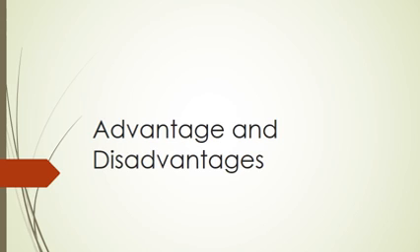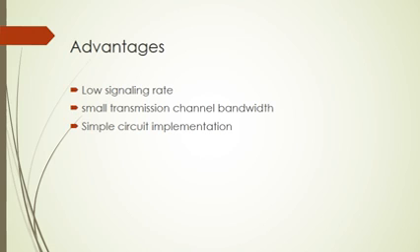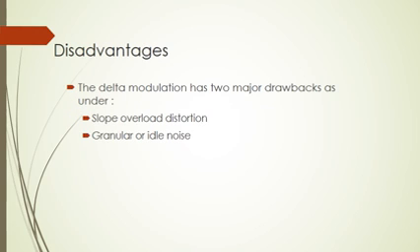Advantages and disadvantages of delta modulation. Delta modulation requires low signaling rate and small transmission channel bandwidth because it transmits only 1 bit for one sampling frequency. The transmitter and receiver implementation is also very simple because there is no need of an encoder and decoder for the analog to digital and digital to analog conversion process. Delta modulation has two major drawbacks. One is the slope overload distortion and the second is the granular or idle noise.